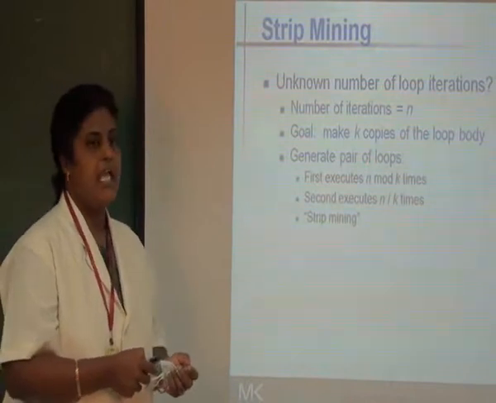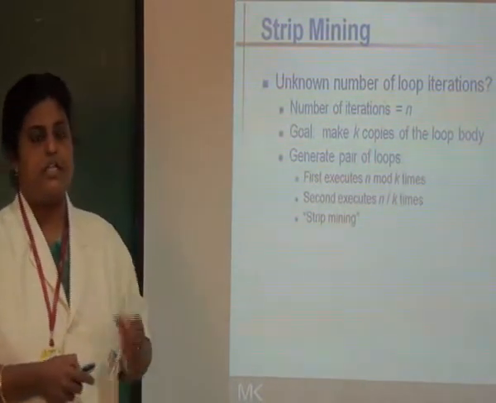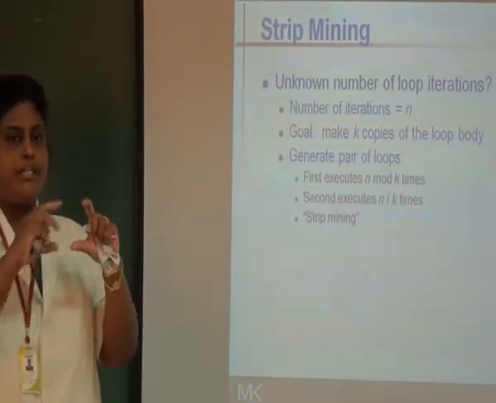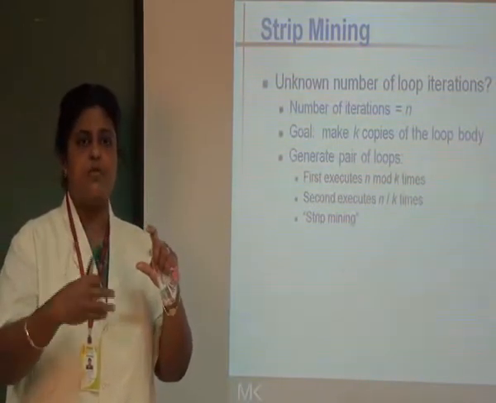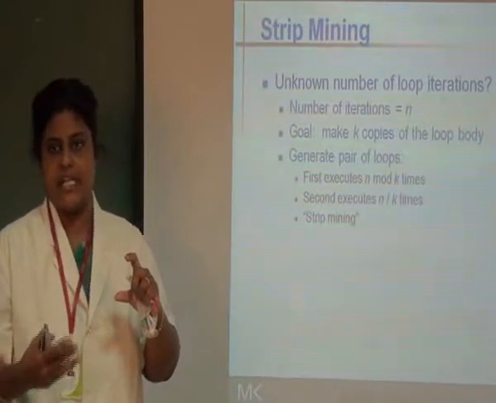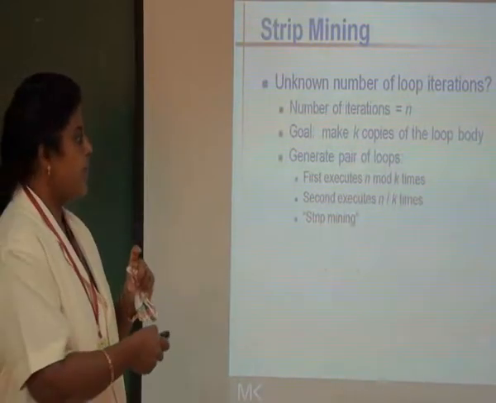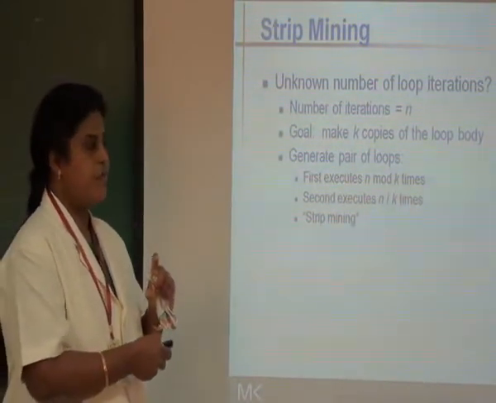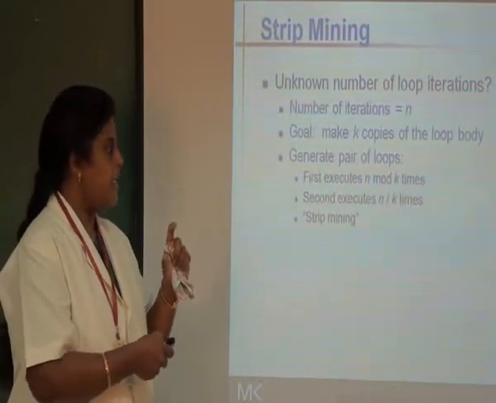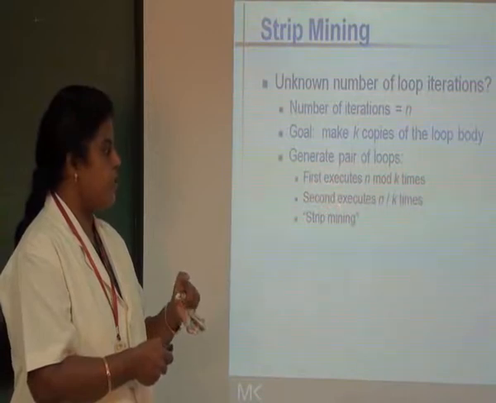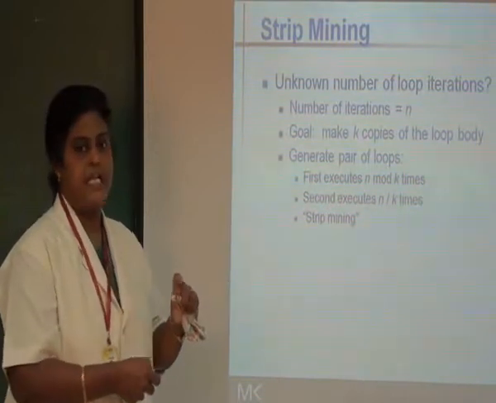So we have to make k copies of the loop body. The loop body is executed the branch register number of times, which means k copies of the loop have to be run over again and again. Therefore, you have to generate the pair of loops and execute the first loop n mod k times, and the second loop is executed n by k times.